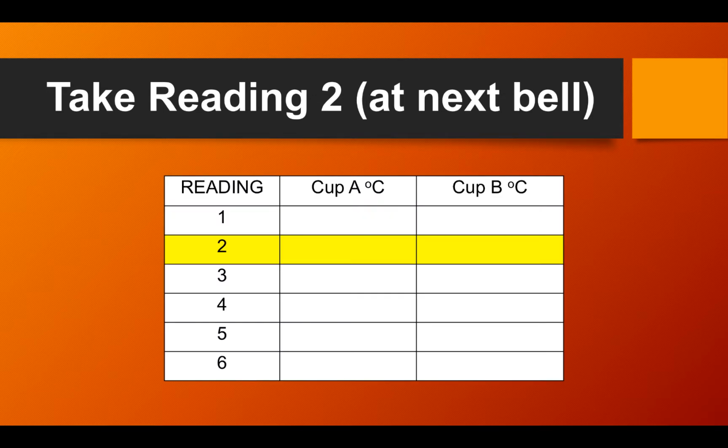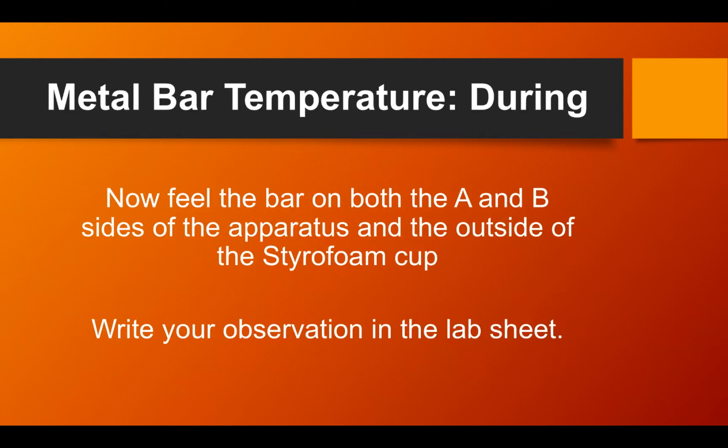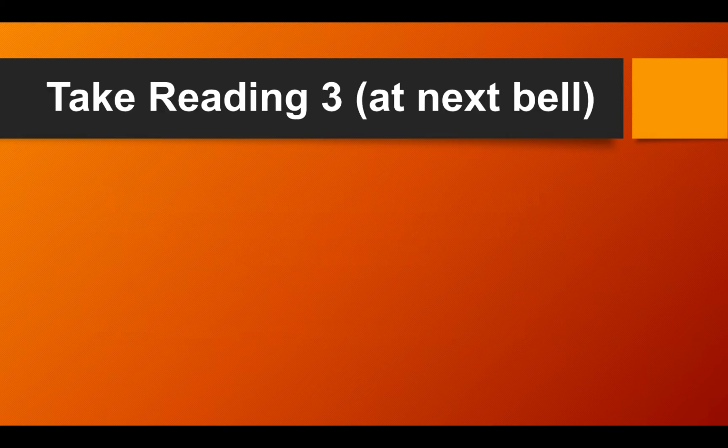All right, take your reading 2 and record it on your lab sheets. Also now, feel the bar on both sides of the apparatus on A and B and outside your styrofoam cup and write your observations. We're going to take reading 3 at the next bell.